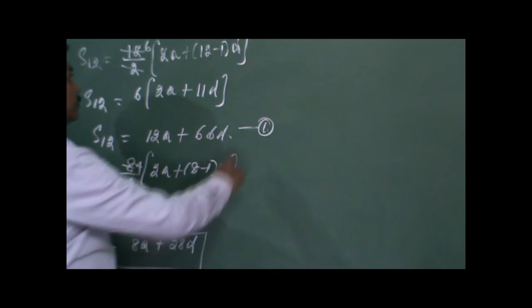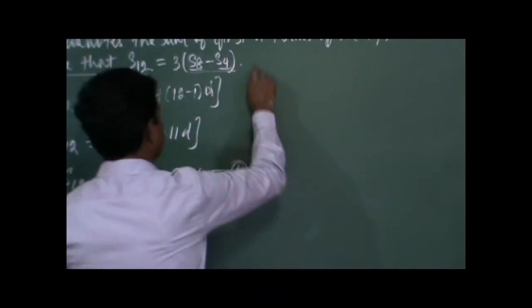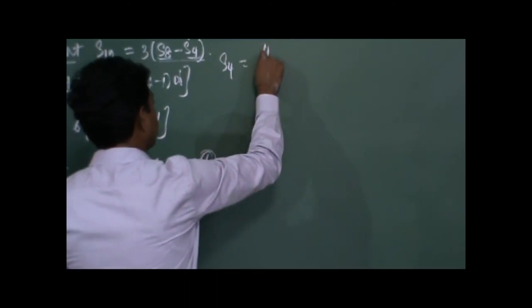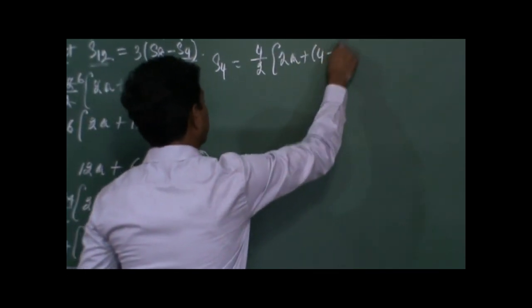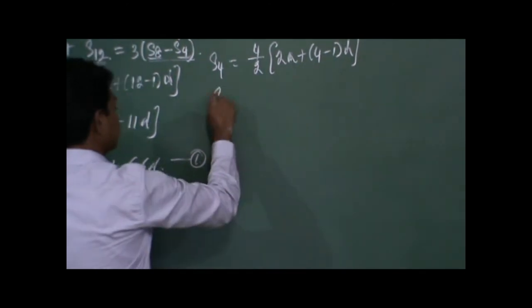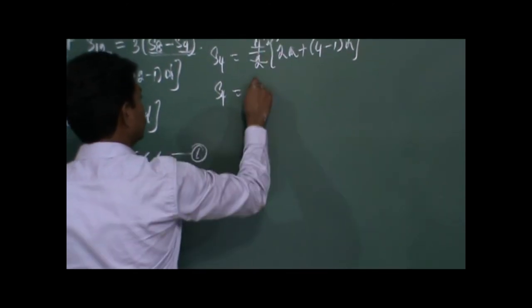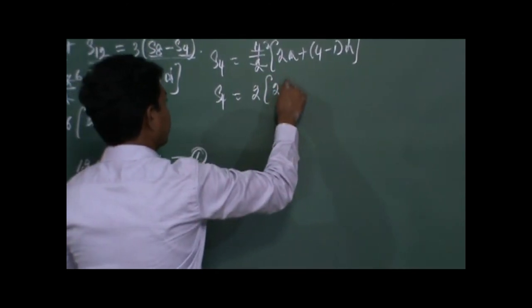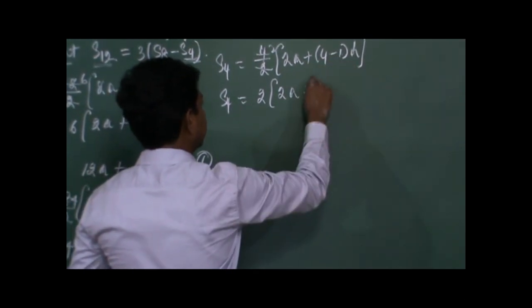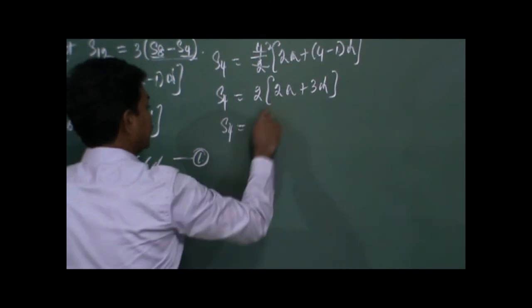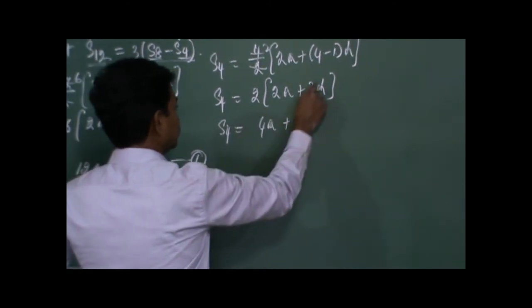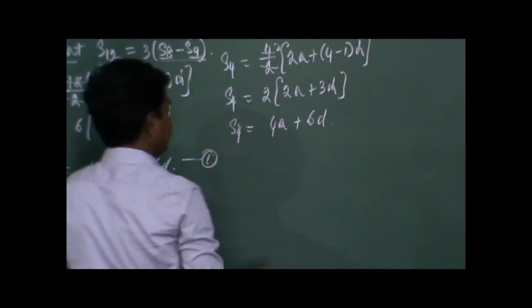So let S8 be ready here. We will keep it inside a box. S8 is ready. So we will get ready with S4. S4 can be written as 4 by 2 into 2a plus 4 minus 1 into d. So S4 is equal to 2 1s are 2, 2 into 2a plus 4 minus 1 is 3, 3 into d is 3d. So S4 is equal to 2 into 2a is 4a plus 2 into 3d is 6d.